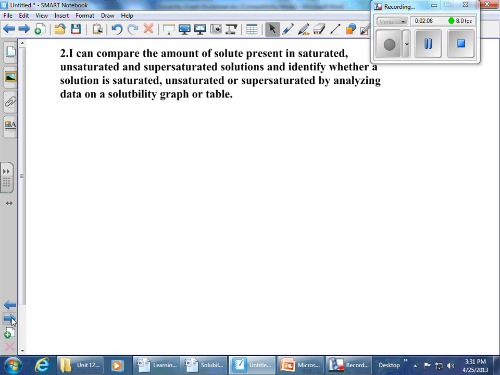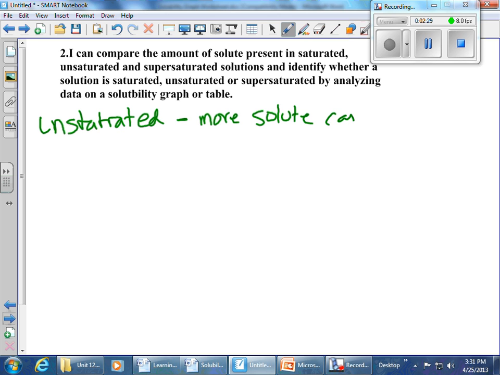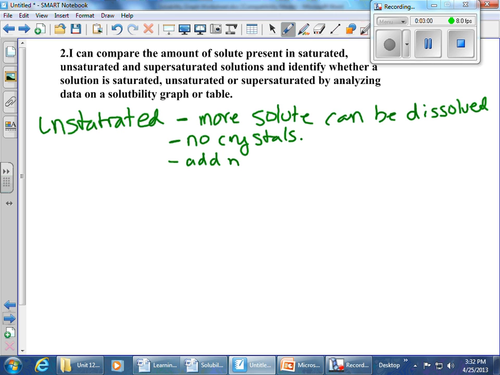So let's look at that first part of this. An unsaturated solution, you guys, we see my awesome handwriting. Unsaturated means that more of that solute can be dissolved. So more solute can still be dissolved. You will not see any crystals, no crystals at all. If you add more crystals, they'll still be dissolved. So you can keep adding if it's unsaturated, and they're going to keep dissolving.